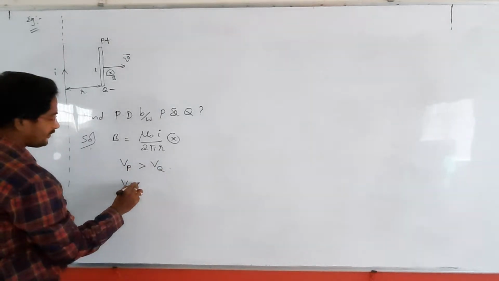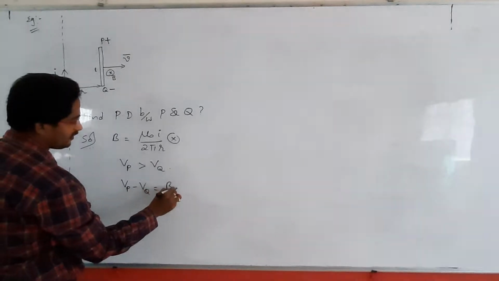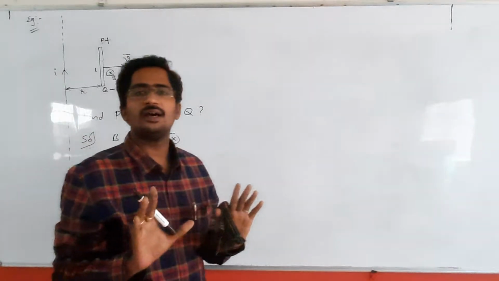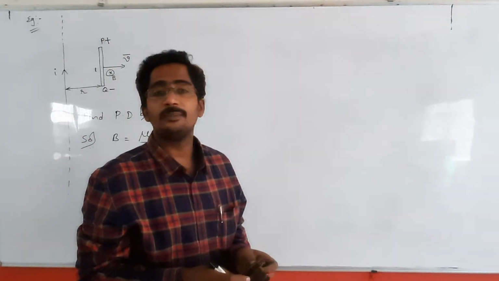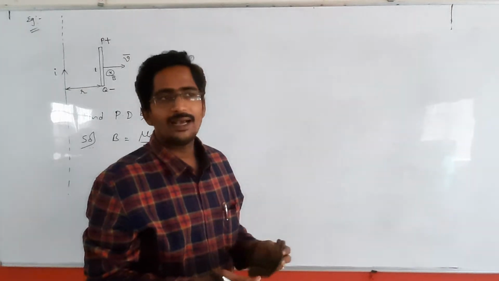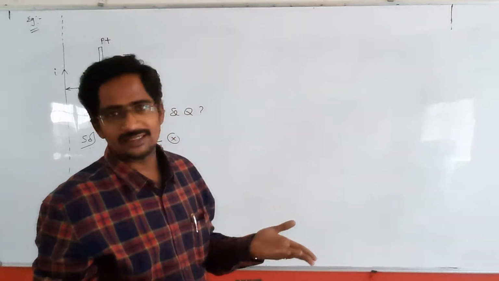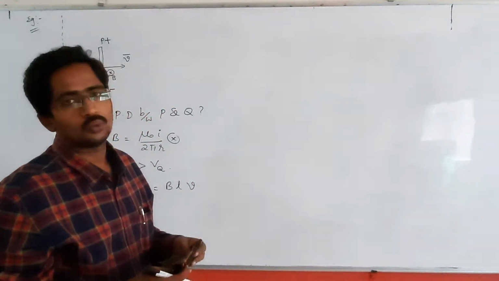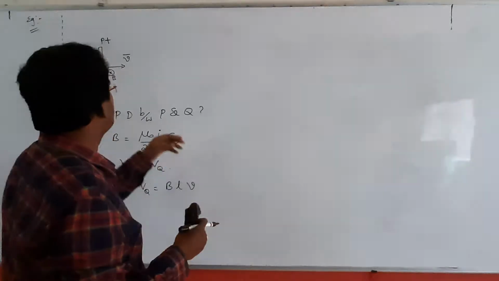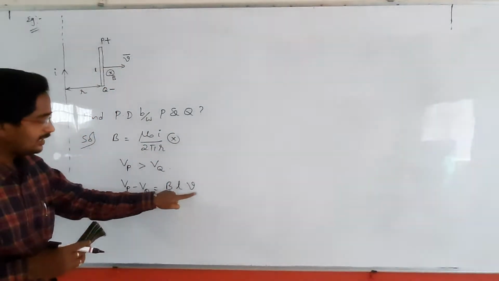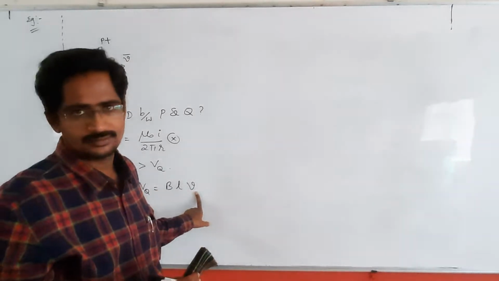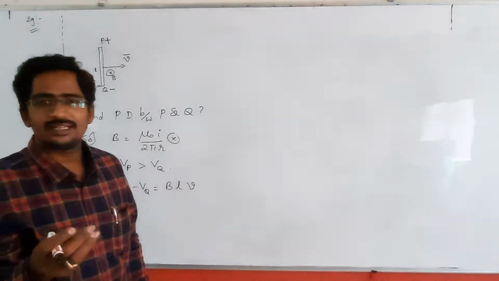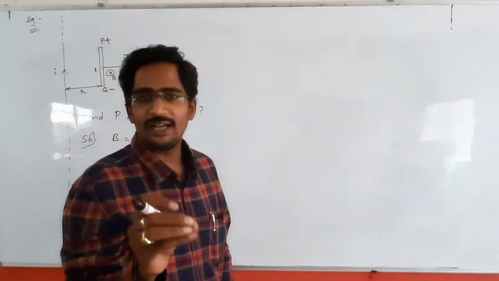Then Vp minus Vq equals what here? BLV, because B, L and v are all mutually perpendicular. Actually, what is sin theta? V sin theta means the component of velocity perpendicular to the length. So whenever the three are mutually perpendicular, you can immediately use the formula BLV. I already told you in the last class.